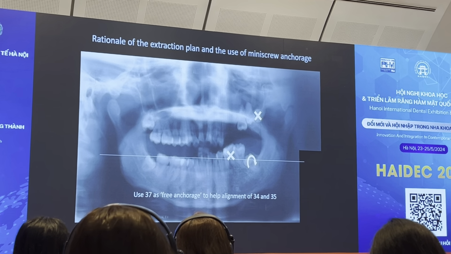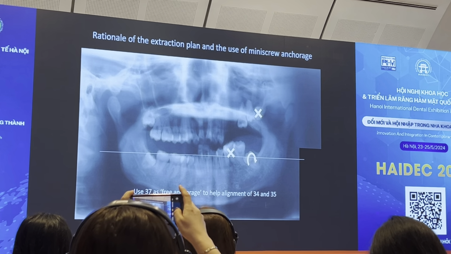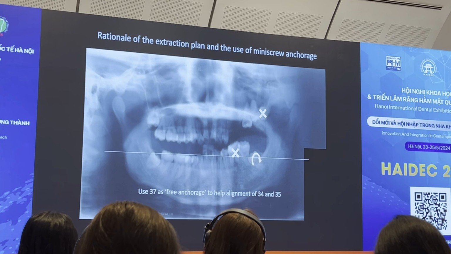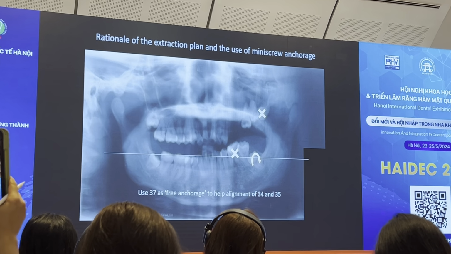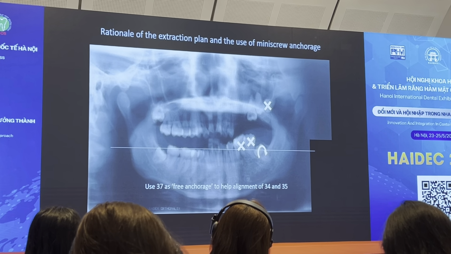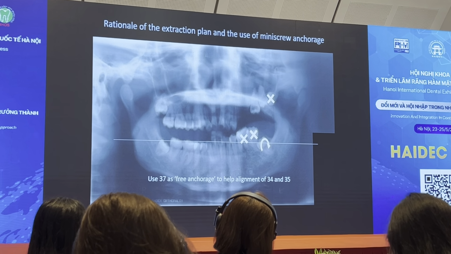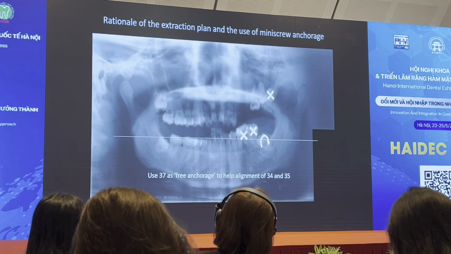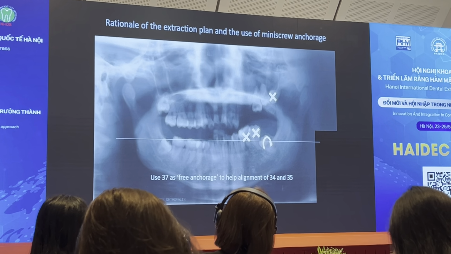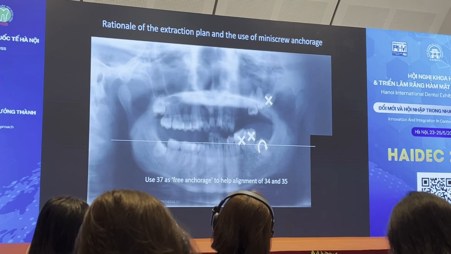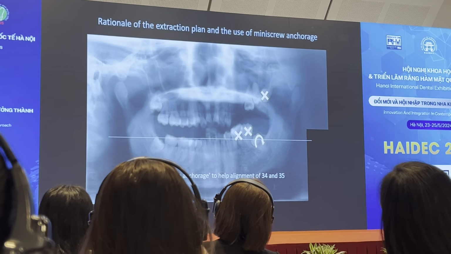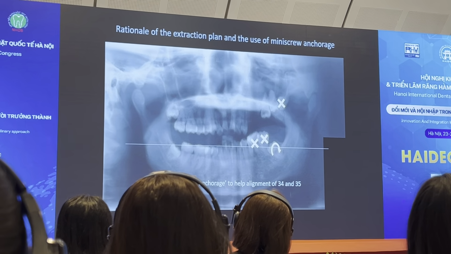I plan to extract 2.8 and 3.6, but to keep 3.7 for a period of time to help align 3.4 and 3.5 in the transverse plane. After the completion of the alignment of 3.4 and 3.5, the extraction of 3.7 would be done. Therefore, the anchorage which was provided by 3.7 was free, and this is called the free anchorage. Following this, I plan to upright 3.8 when it had erupted.